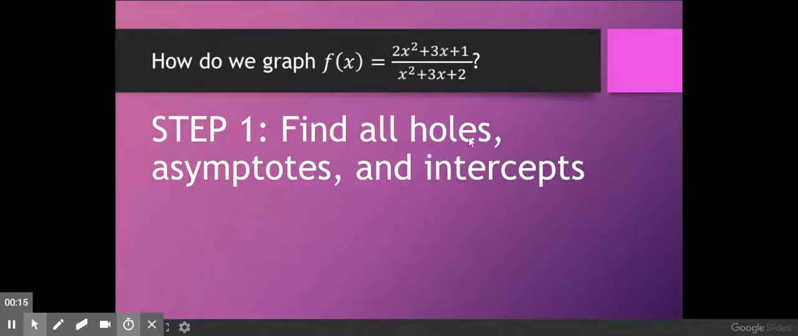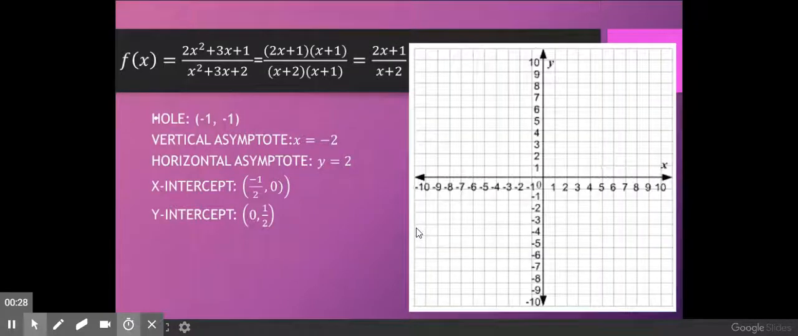Our first step is to find all holes, asymptotes, and intercepts. If you forget how to do this, I would go to the steps notes that we took, and that will tell you how to find all of these things. So our first step is to factor and then cancel. So we have these three different forms of our equation, and from that, you get this information. I've already gone through and found the holes, vertical asymptotes, horizontal asymptote, x-intercept, and y-intercept. If you forget how to find these, I would reference your step-by-step notes, and you will see that these are the answers that you get.